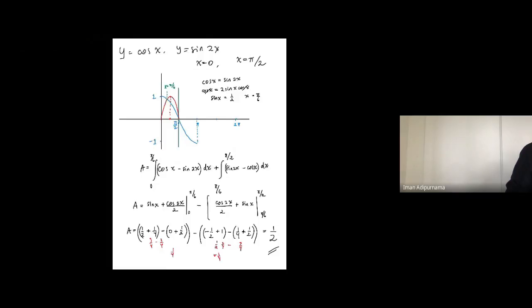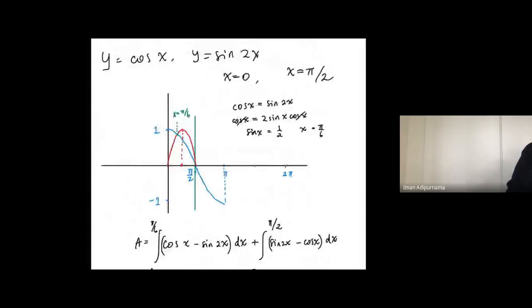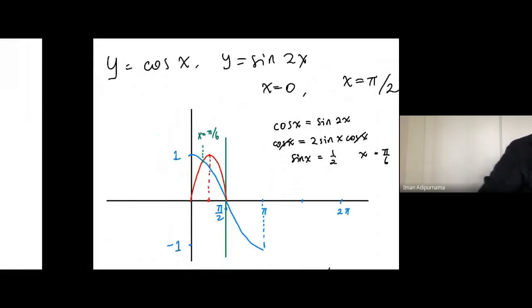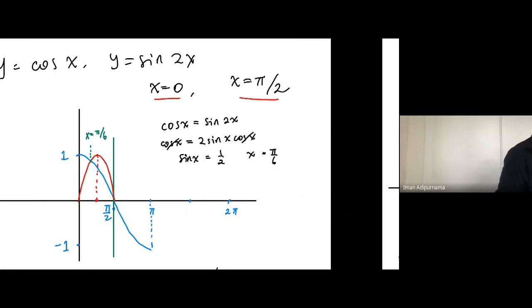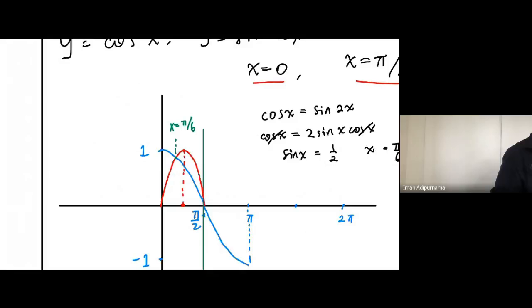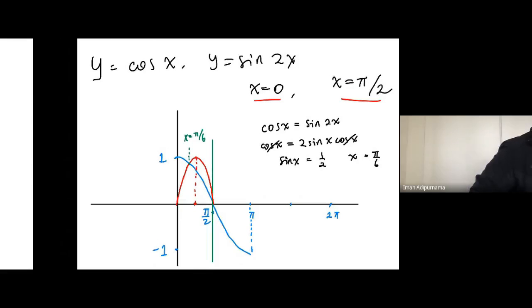Okay, let's continue with the other question, number 2. Okay, number 2. Now we have cosine x and sine 2x, and x goes from 0 until pi over 2. Now to draw or to understand the sine and cosine graphs, you need to understand how the graphs look like. For example, if you have the angle twice the original, what will happen, right?